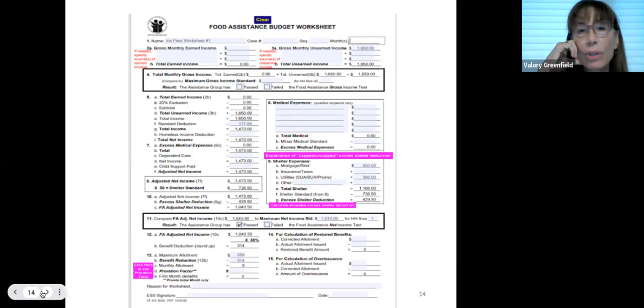The lighter colored numbers, the lighter gray, those are numbers that you actually end up filling in manually yourself. But all the dark numbers are filled in by the worksheet itself. Those are automatically populated as you do the worksheet. Next slide.